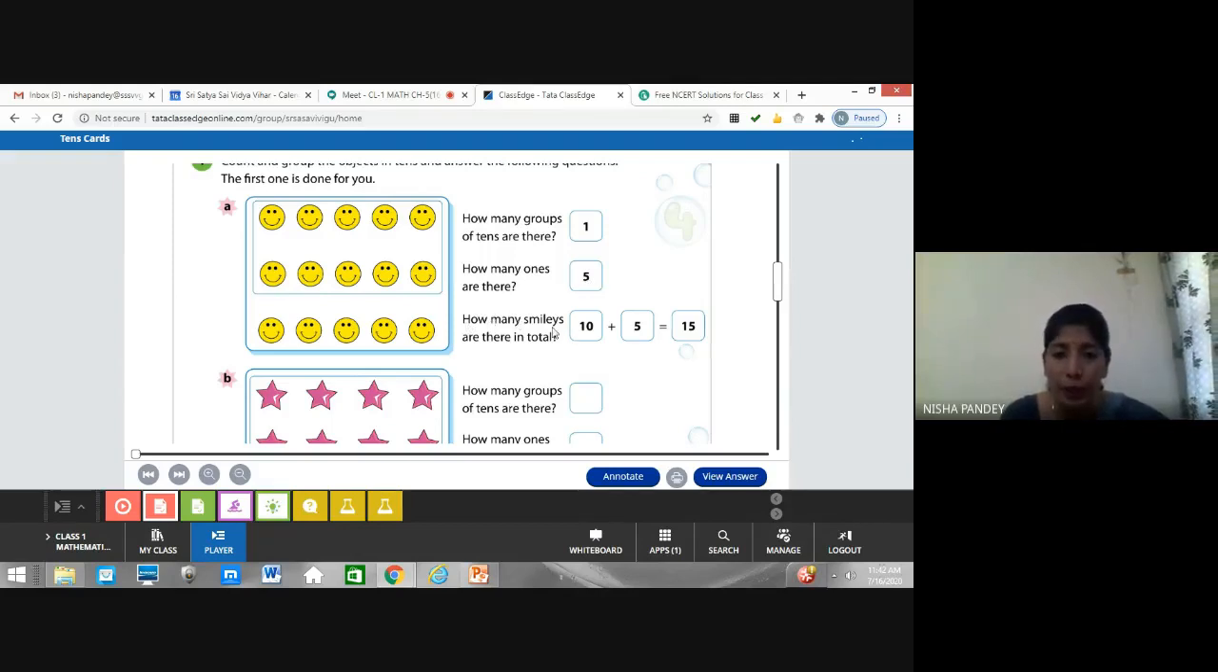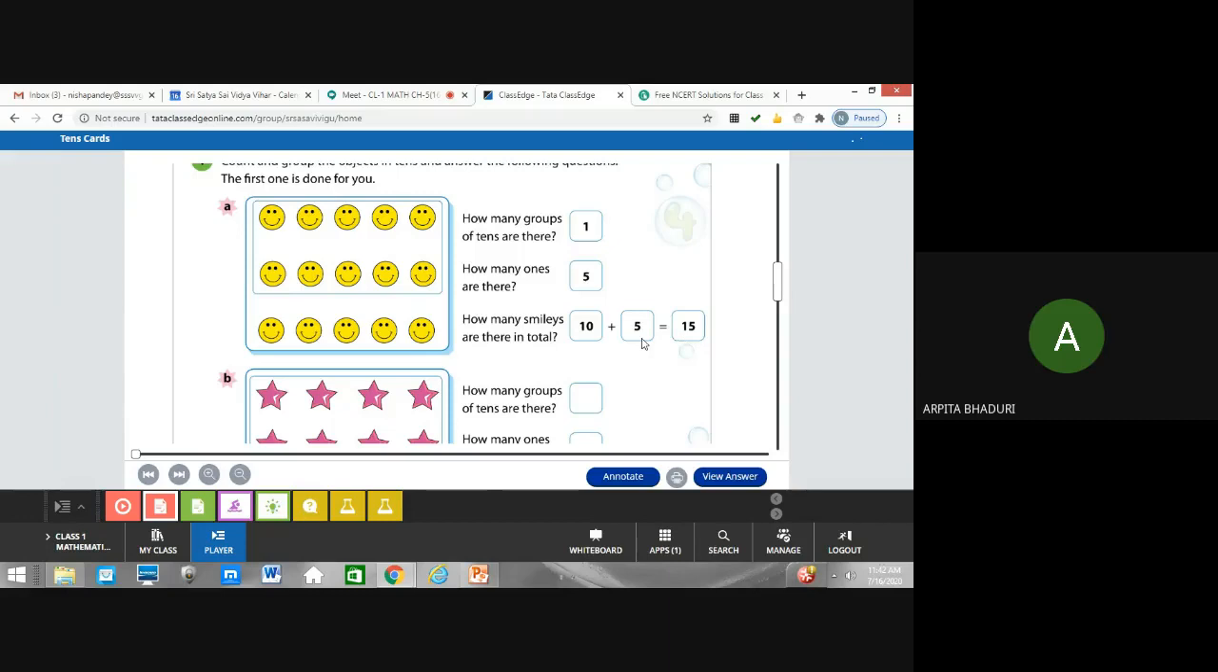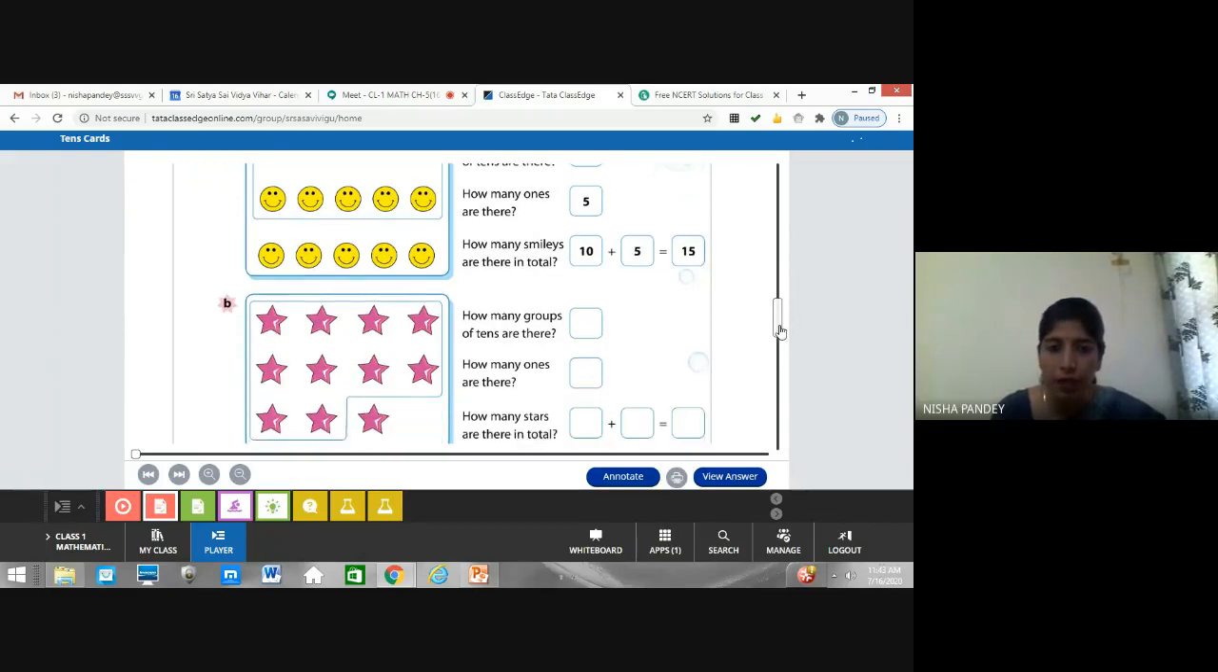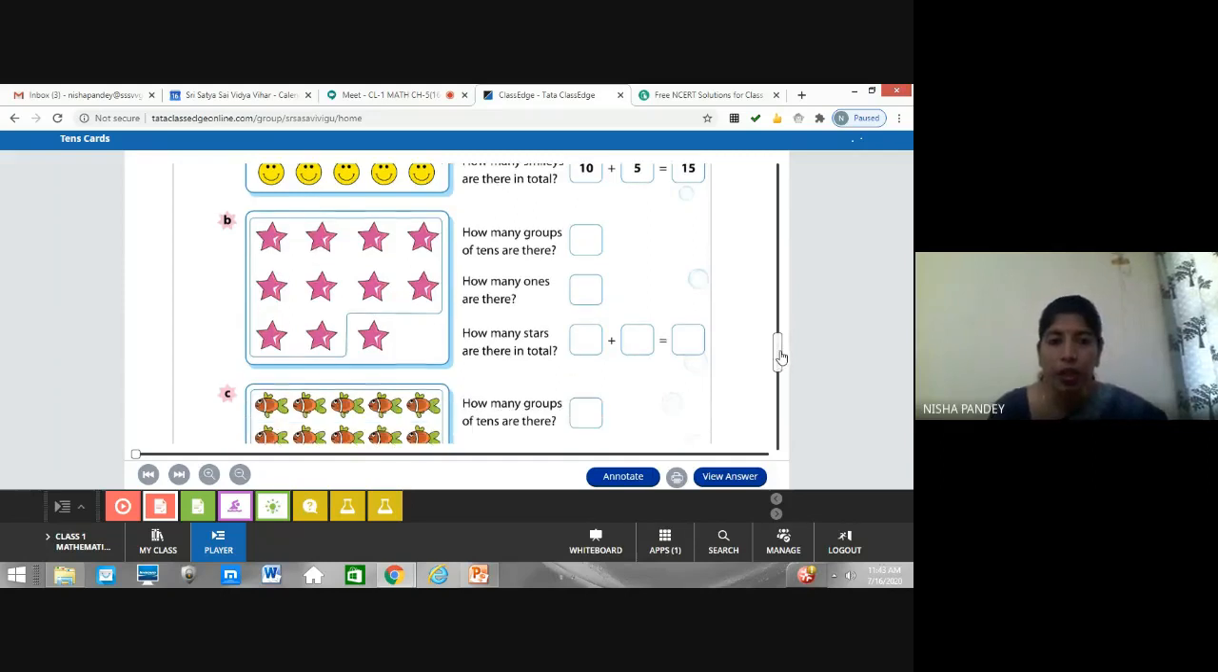Now, how many smileys are there in total? We have to see the total also. So one 10 and 5 ones will make how much? Or we can simply say 10 plus 5, as it is a group of 10. So we have written 10 here and 5 here. 15. Yes, very good. So it's 15. So let's do some more examples. Yeah, B number. Can you see the stars?